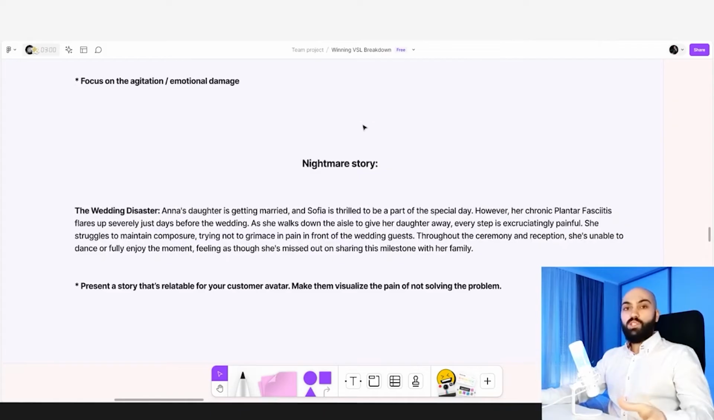Then we have the nightmare story. This is a story that's relatable to our customer avatar that will make them visualize the pain of not solving the problem. Let's look at this example. Anna's daughter is getting married, and Anna should walk her down the aisle. Just imagine the pain she would feel if she couldn't do that due to her neuropathy. She would feel like she betrayed her daughter.